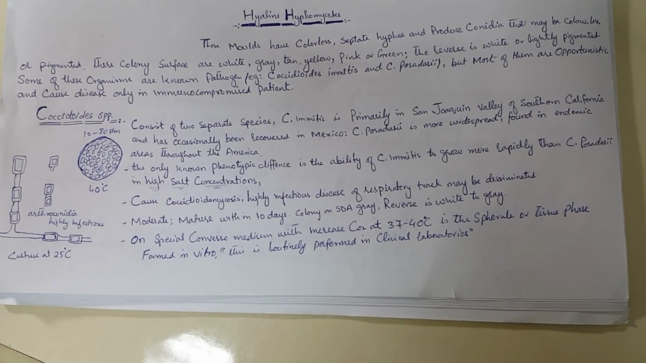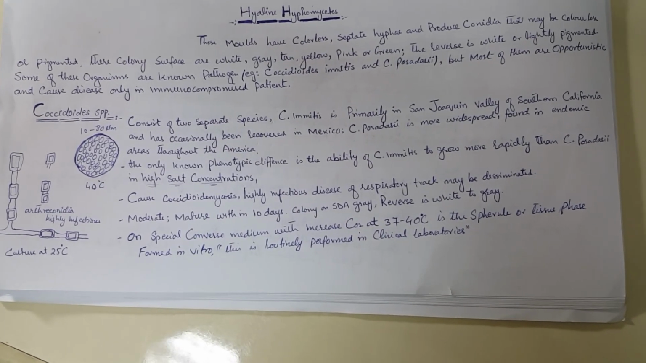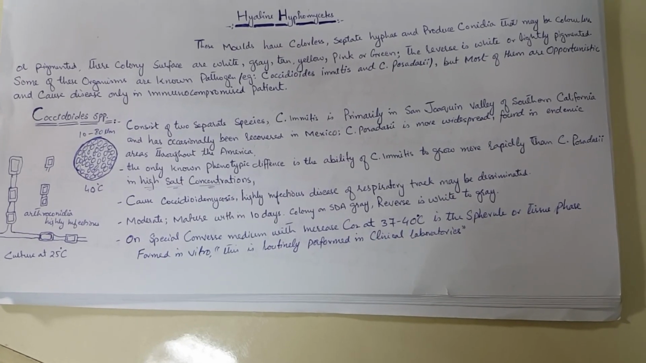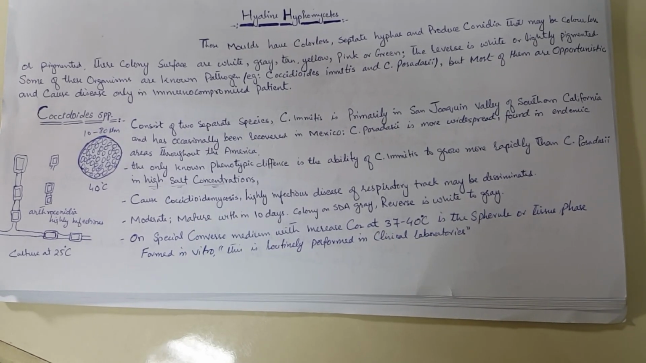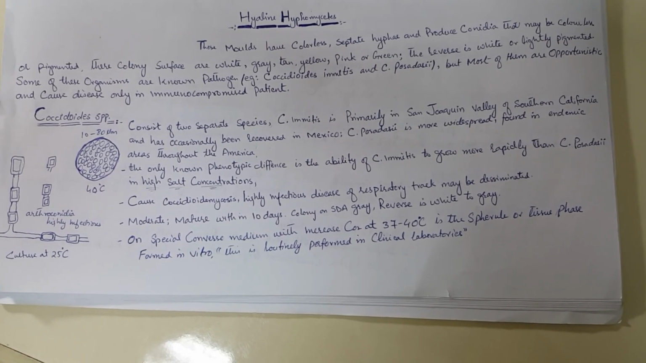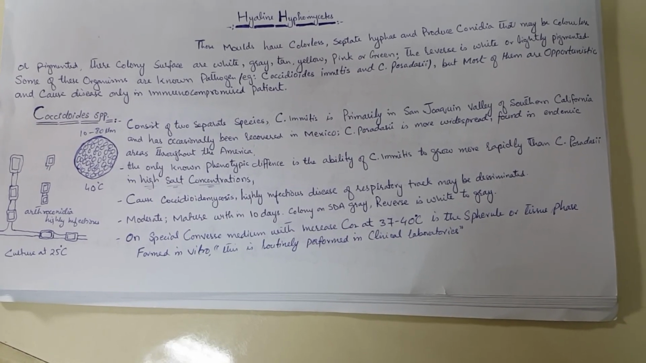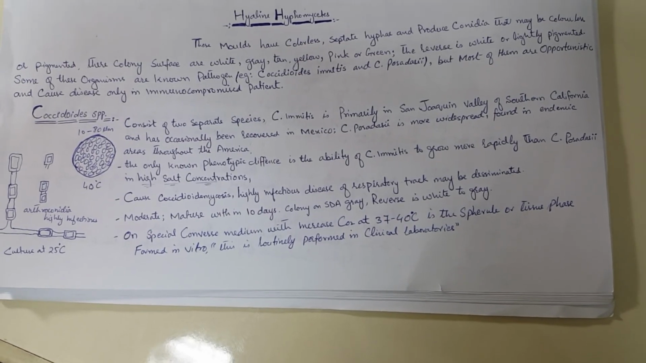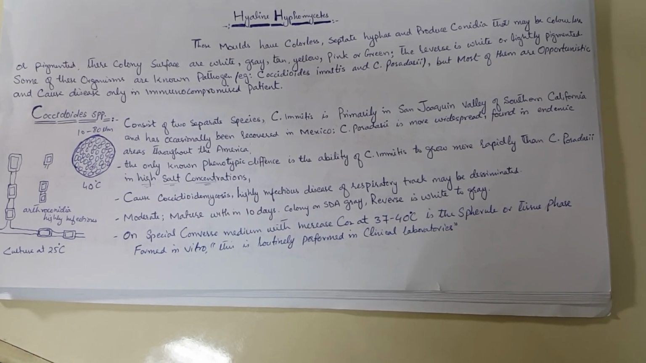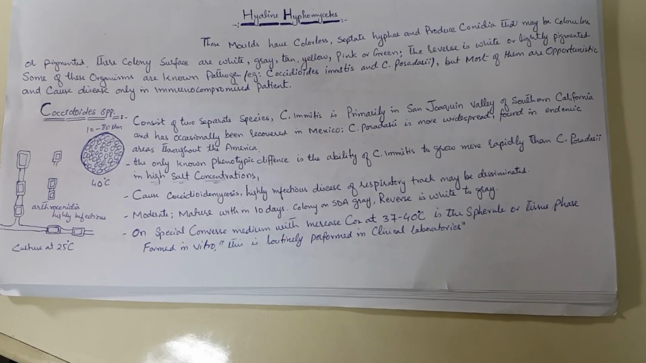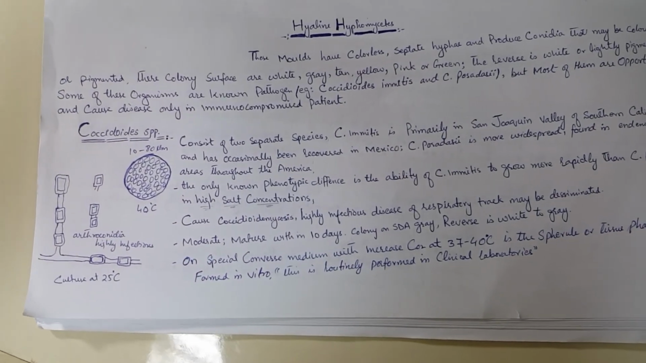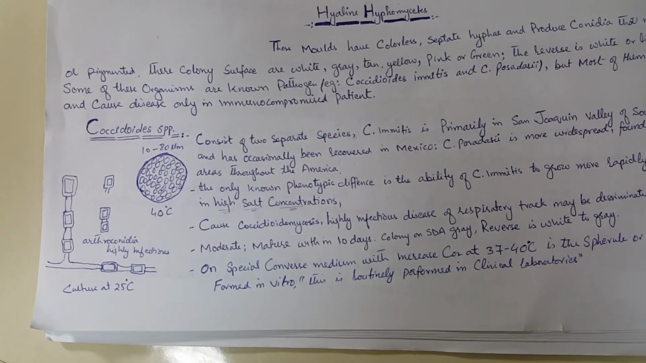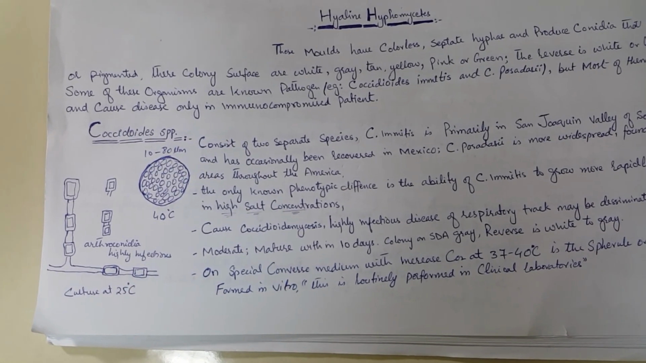It causes coccidioidomycosis, a highly infectious disease of the respiratory tract, which may be disseminated. It matures moderately, within 10 days, and the colony on SDA is gray, reverses white to gray. On a special conversion medium with increased carbon dioxide at 37 to 40 degrees centigrade, the spherule or tissue phase form is formed. This is not routinely performed in the clinical laboratory. The arthroconidia are highly infectious, and the spherule is the spherical form which contains the spores, mostly found in vivo.